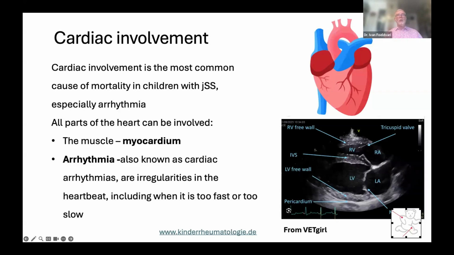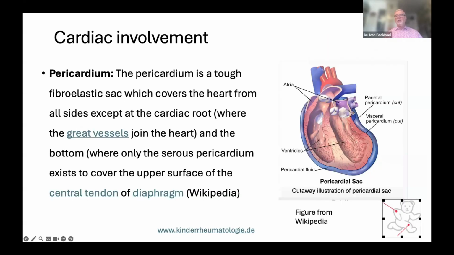Next is the cardiac involvement. Cardiac involvement is the most common cause of mortality in children, even though it is not so common, especially arrhythmias. All parts of the heart can be involved, so you can have the myocardium, which is the muscle of the heart. And arrhythmia is defined as irregularities of the heartbeat, including when it is too fast or too slow. And the pericardium, this is kind of the coat of the heart, a fibroelastic sac which covers the heart on all sides, except the root, and this part can be involved too.